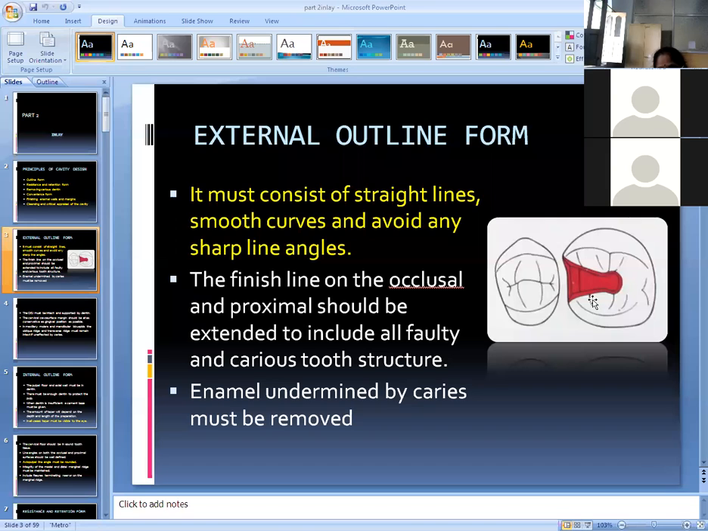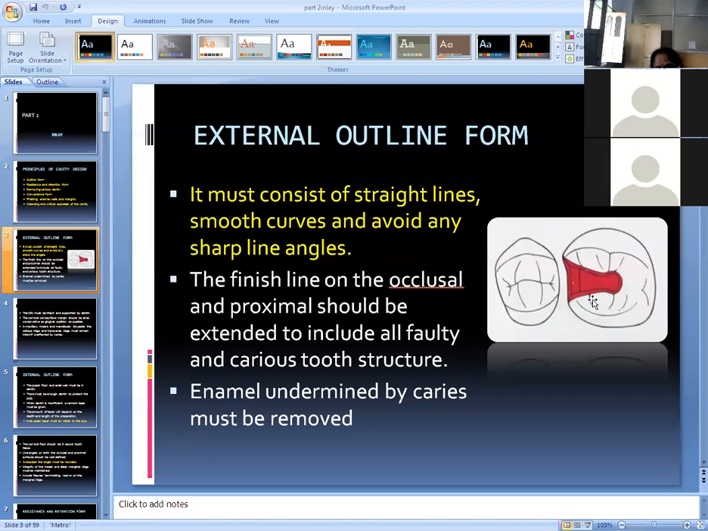Whatever undermined enamel is there, which is below the caries, is the basic principle of any cavity preparation, whether it is amalgam or inlay or composite. Every time, this is the basic thing: caries should be removed completely. If there is intact enamel and below that the caries is there, the basic principle is you have to remove the caries and this unsupported enamel. That should be included in the cavity. So that is deciding your external outline form. That is called the external outline form.